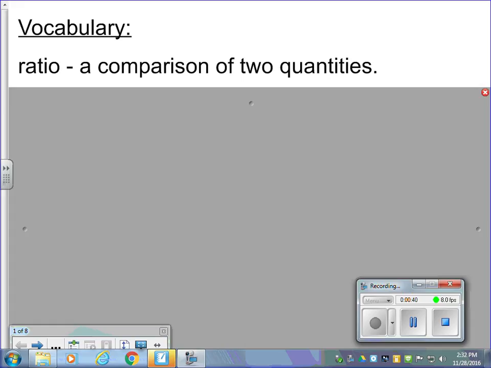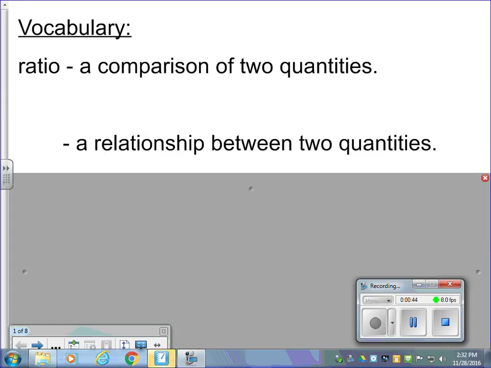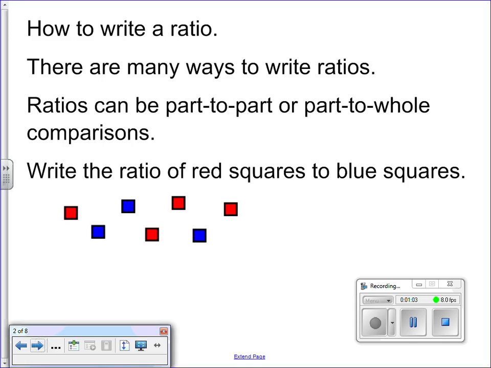So I think a better definition for a ratio is probably not a comparison of two quantities, but actually a relationship between two quantities. Telling me how one quantity or one amount is compared to another, or how it relates to another. So I think the relationship between two quantities is probably the better way to word that. So let's see what it looks like. So as I go about this, how do I write one?